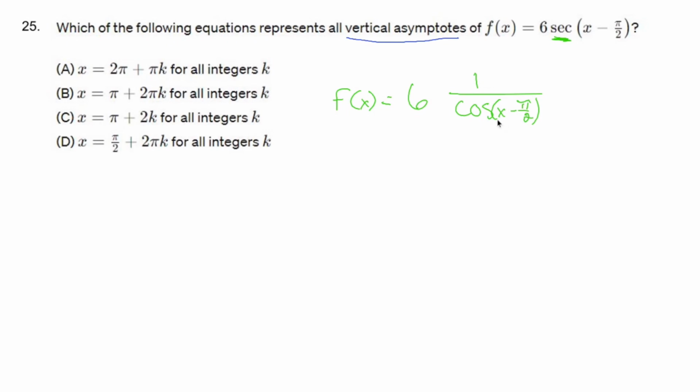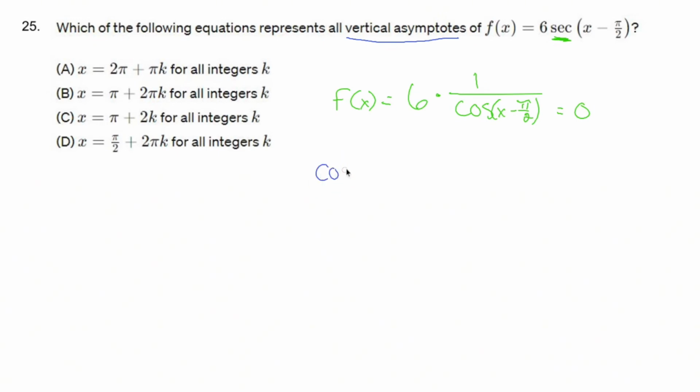Again, what gets me vertical asymptotes? Whenever the denominator is undefined. So I want to find out when cosine of x minus pi over 2 equals 0. 6 has no effect. 6 just gives me height. It doesn't tell me anything about the vertical asymptotes.